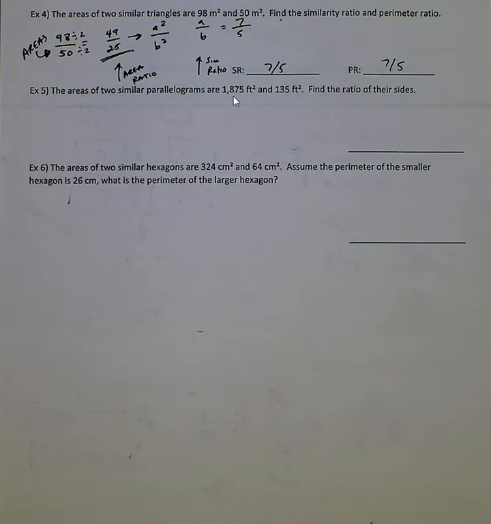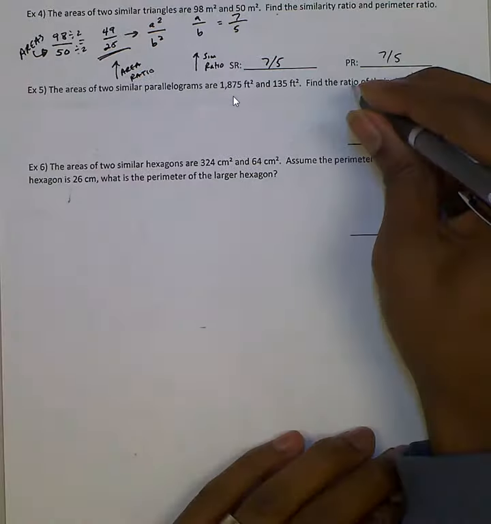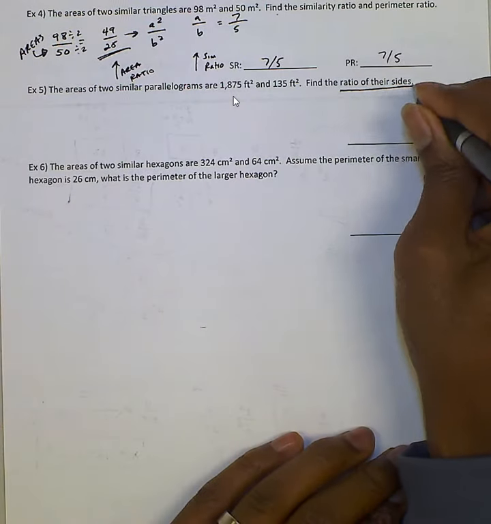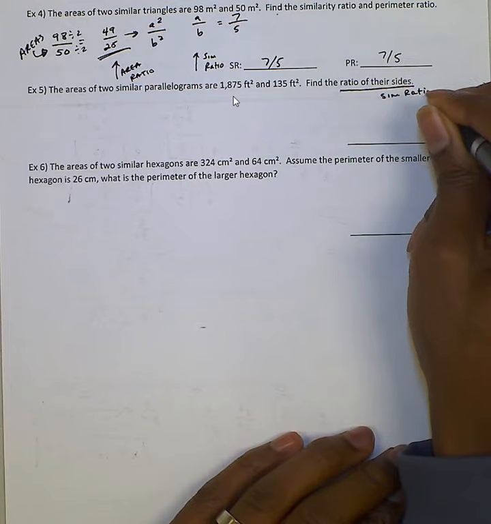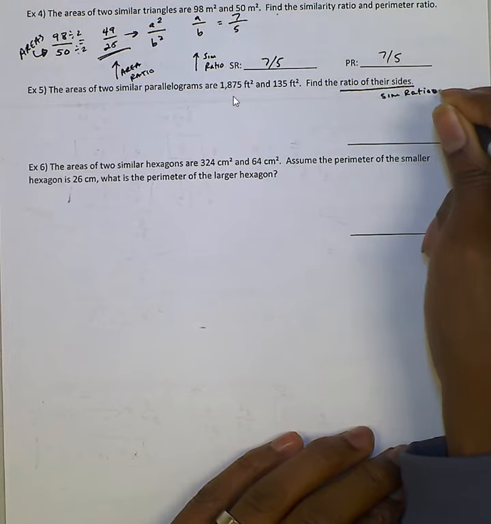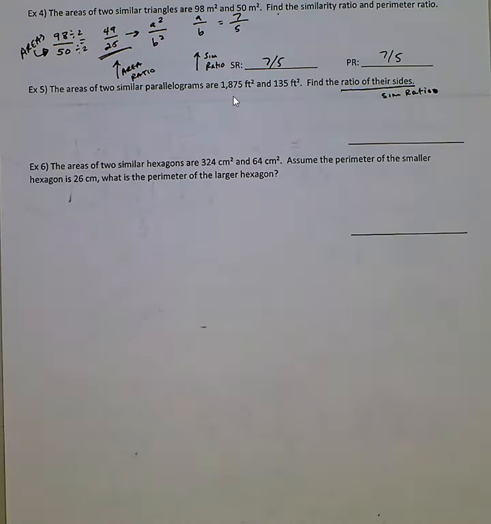Okay, next problem. The areas of two similar polygons, or sorry, parallelograms, might as well be polygons, are 1,875 feet squared and 135 feet squared. Find the ratio of their sides. What does the ratio of their sides mean? Remember, that's just another way to say similarity ratio.